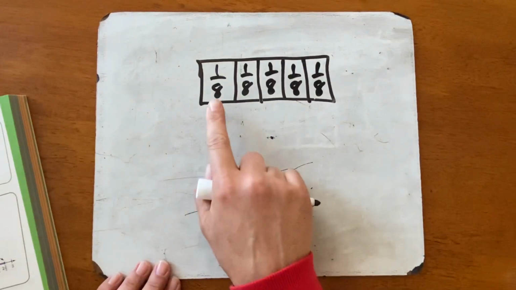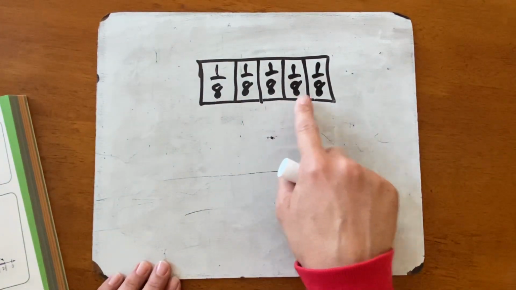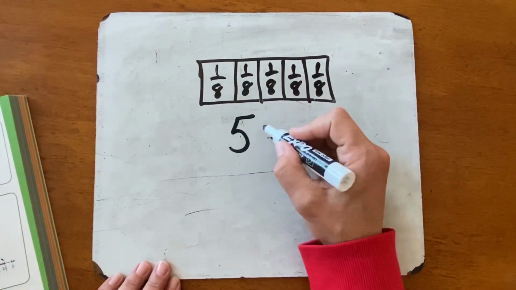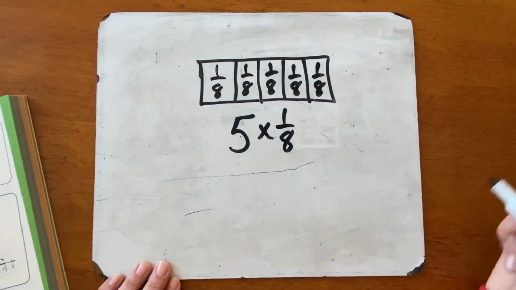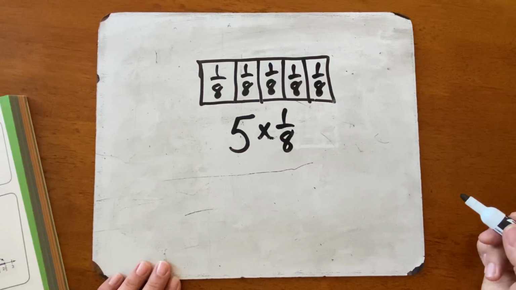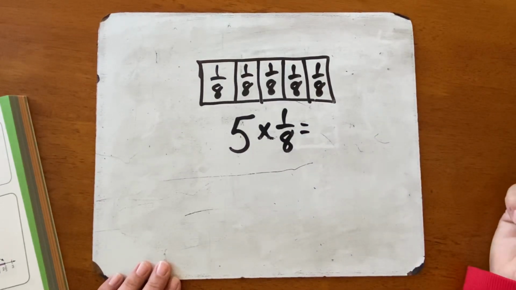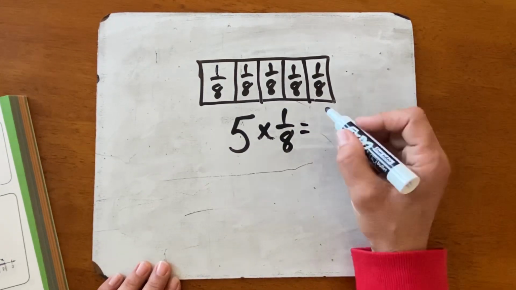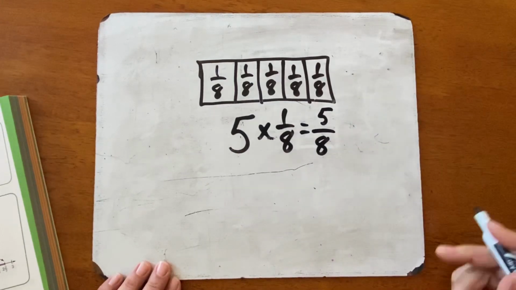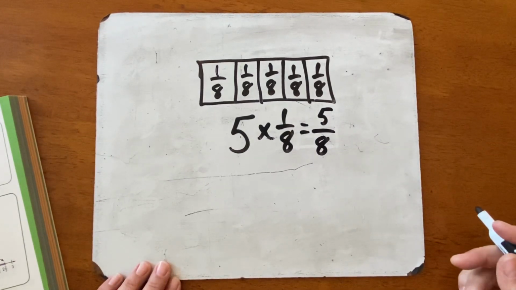Well, how many do you have? 1, 2, 3, 4, 5. So you have 5 1/8 pieces. What does that equal? 5/8. Okay? That's all it's showing here.